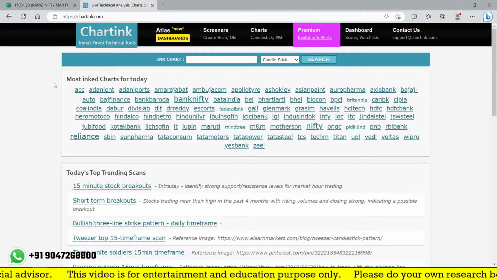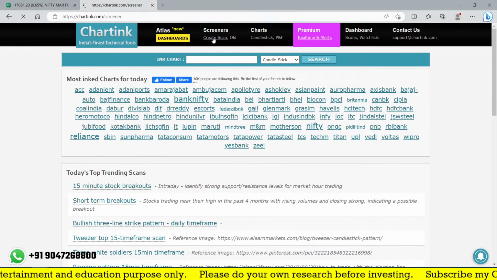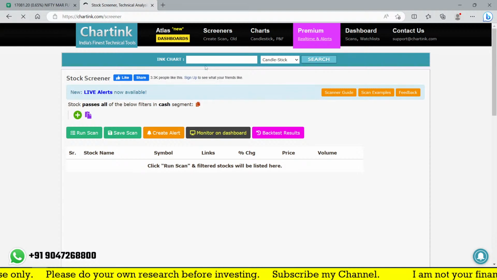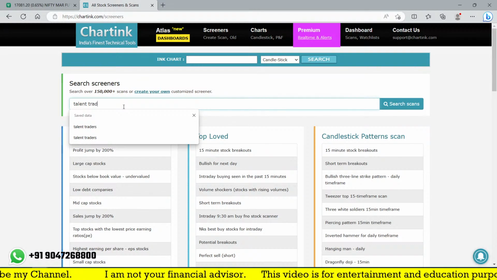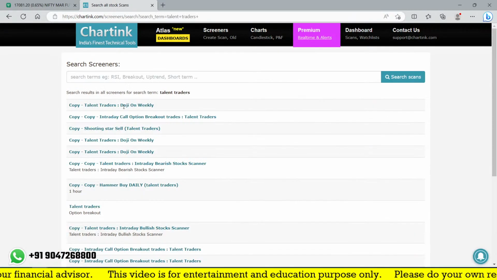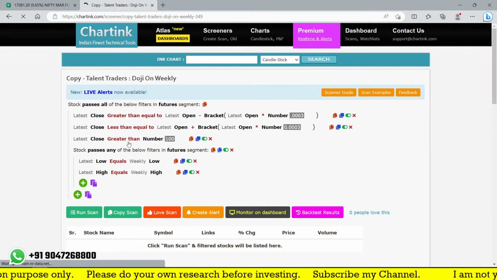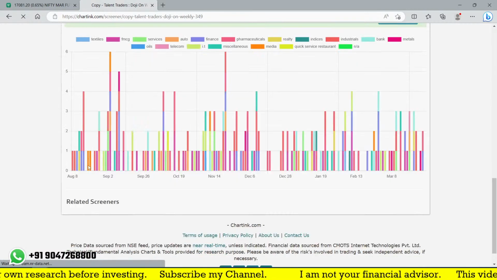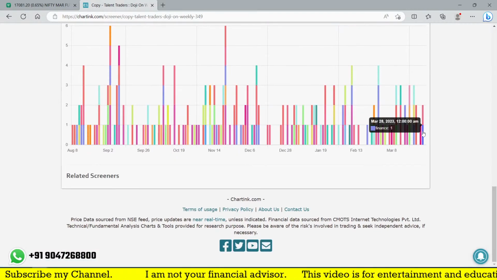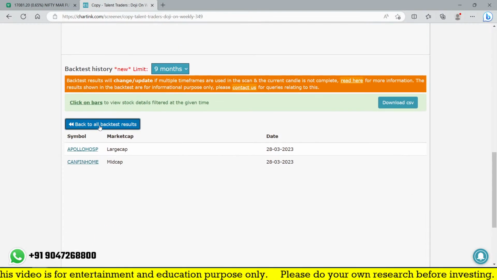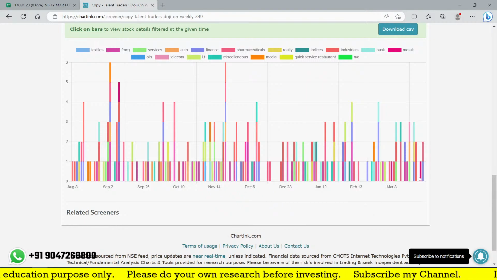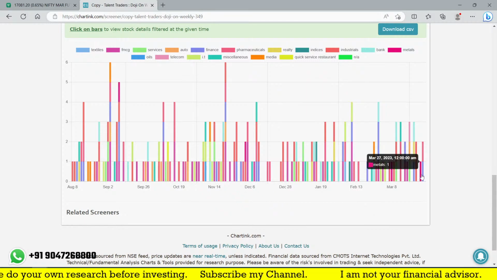Okay, charting. Yesterday I already told you about the charting which I showed you. And if you are looking for scanners and screeners, just search with the name of the talent traders. You will find a huge 100-page list of scanners. Look at this, how many copies. Doji and weekly. If you click, this is one of my scanners which I gave you for free, and people are using it. You can see this is 28th March, but I am not going to focus on 28th March because it is the current week. So we can focus on the next week, and this is what is happening on 27th March.